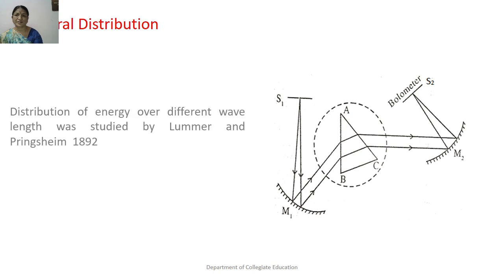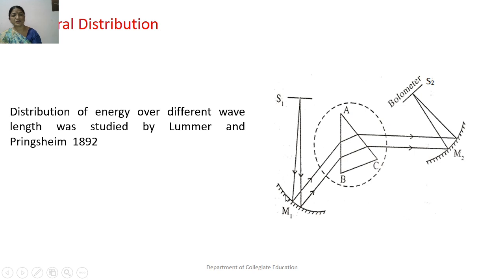So in the year 1892, two physicists, Lummer and Pringsheim, conducted an experiment to study the spectral distribution of black body radiation. The arrangement of the experiment is as shown in this figure. This is the source of radiation, or we can say black body radiation.